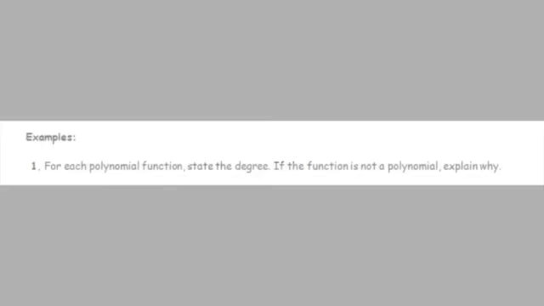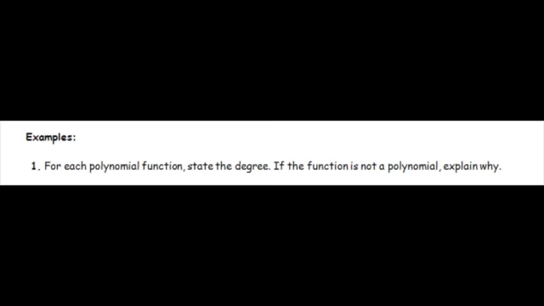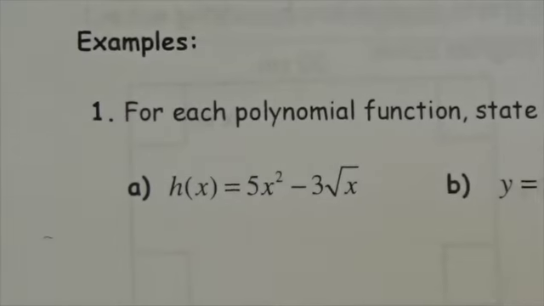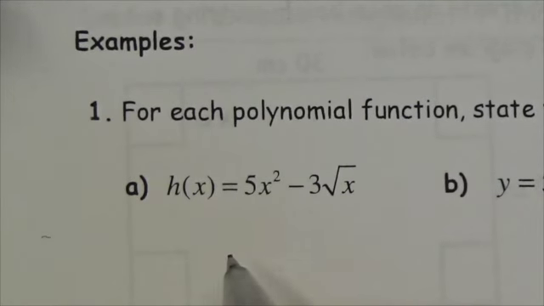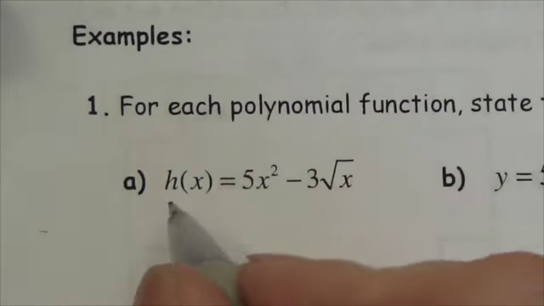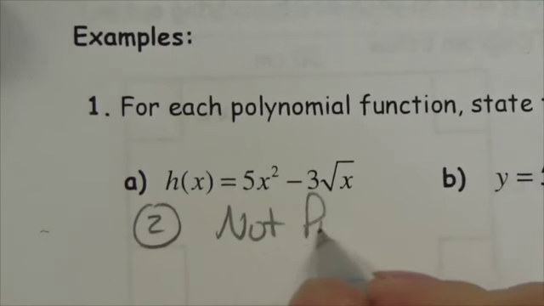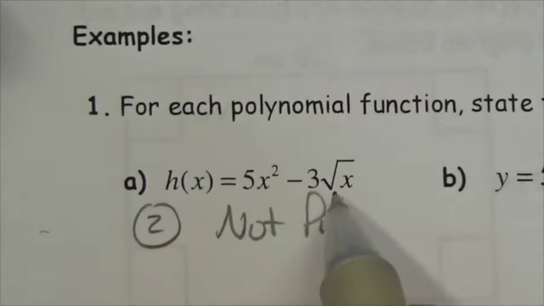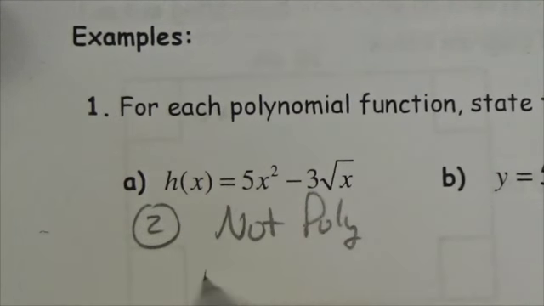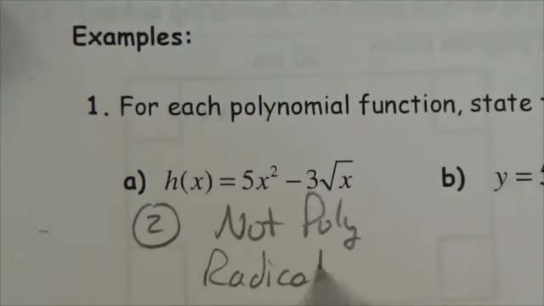degree function. For each polynomial function, state the degree. If the function is not a polynomial, explain why. So let's jump right in here. Take a look at h here. This is going to be degree 2, but this is not a polynomial. The reason it's not a polynomial is because my independent variable shows up underneath a radical. This is a radical function.